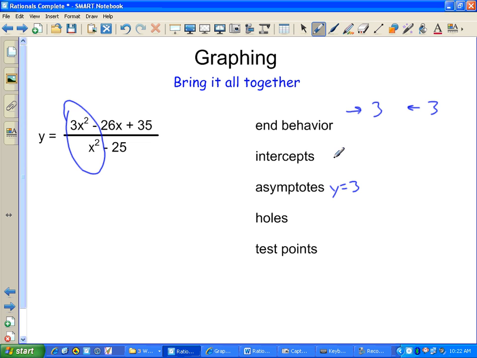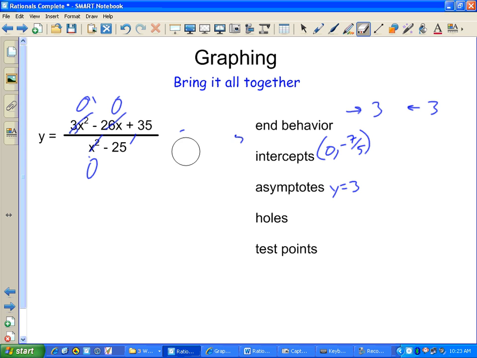Intercepts. So if I want my y-intercept, that's when x equals 0. So if I put 0 in for x here, this term will be 0, this term will be 0, this term will be 0, and I'll have 35 over negative 25, which is negative 7/5. So that's my y-intercept. So that's the point 0, comma, negative 7/5.